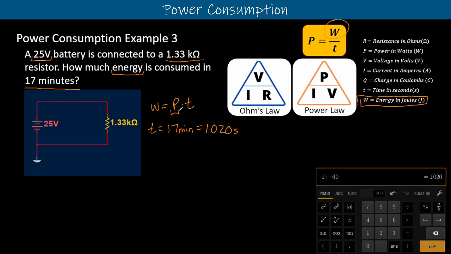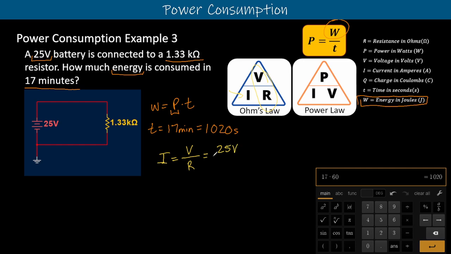Right, now we need to figure out what our power is. Let's go to our laws over here. We were given voltage and resistance, so we know voltage and resistance, and we don't know current. We know that the power law needs both voltage and current to solve, right? So we can solve for each. The current in this circuit is equal to voltage over resistance, and we were given both of those, so we'll plug that in.